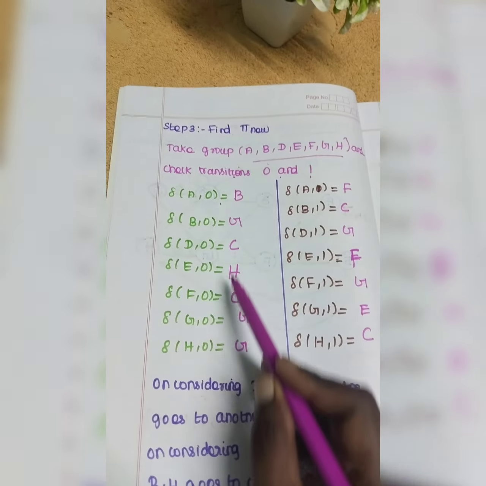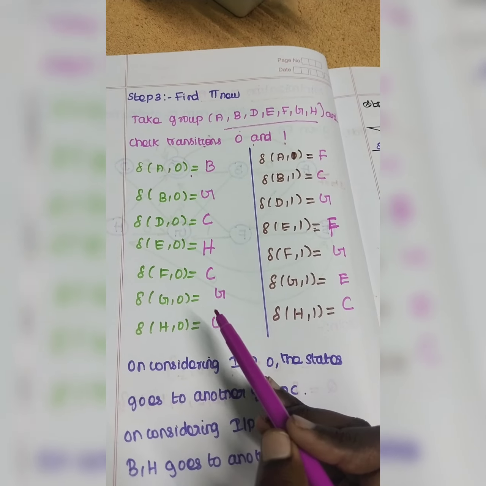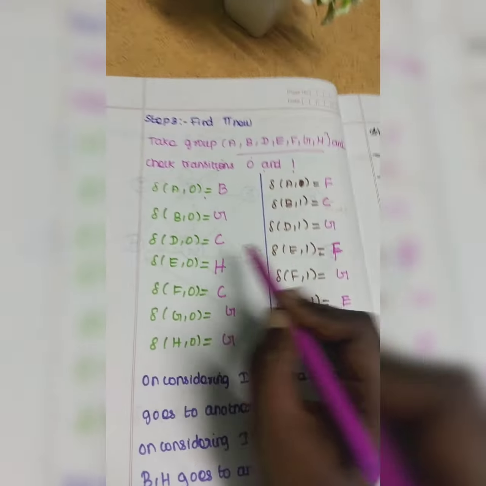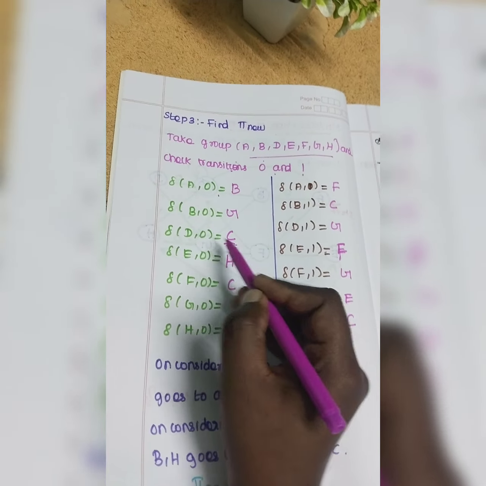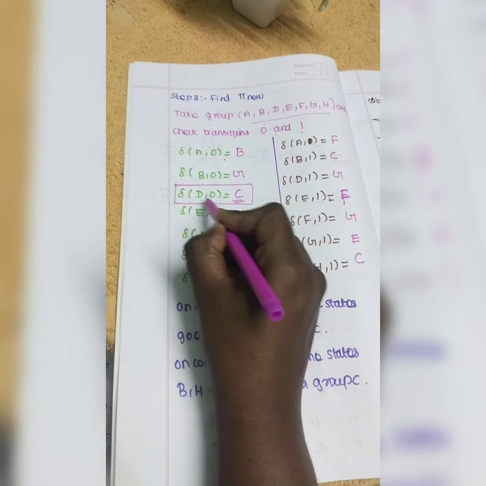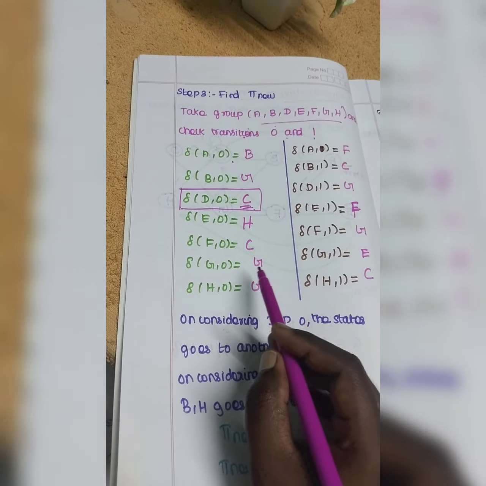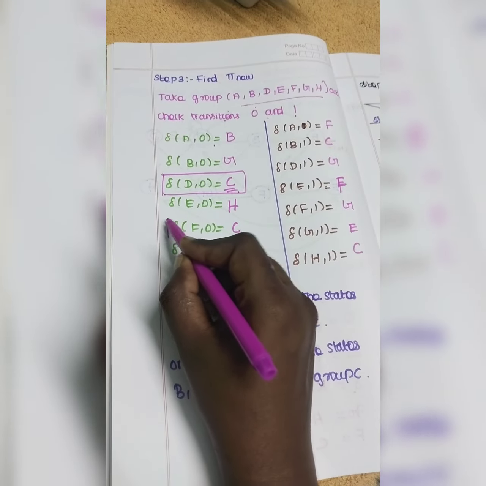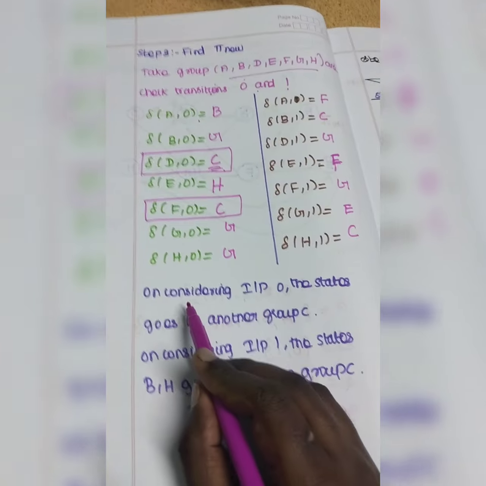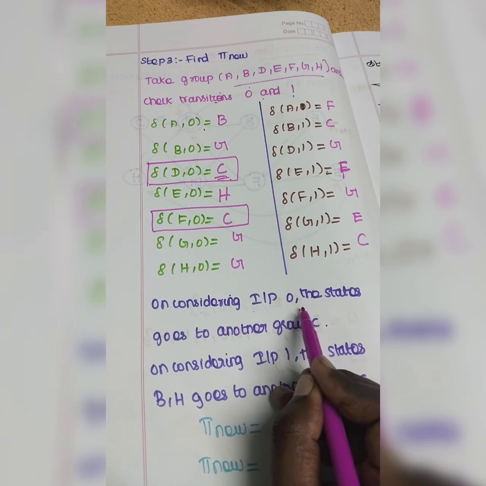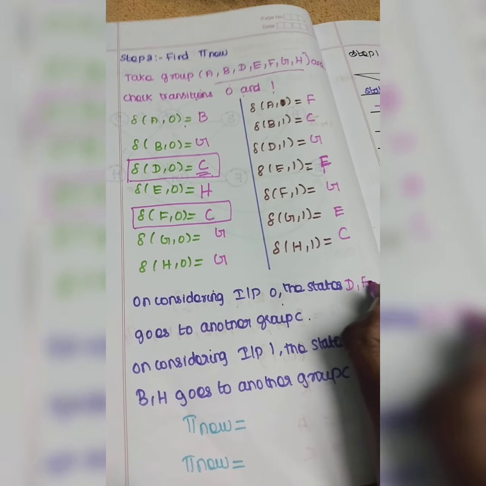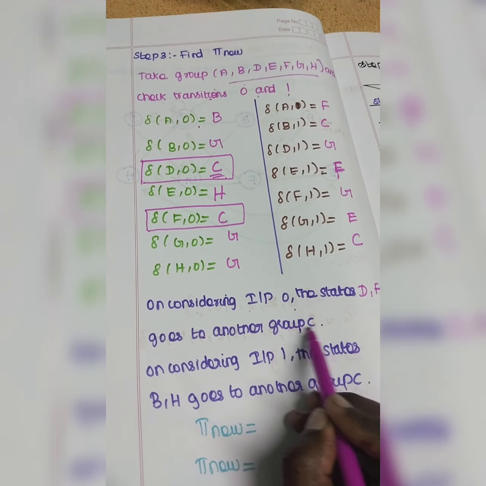If you are processing the non-final states and you are getting final state values, please mention them. So here you are processing D, you got C. So you have to mention D processing with the 0, you got C. What else? If you are processing F, you got C also. Okay. So I am writing this. On considering input 0, the states D and F go to another group, C.